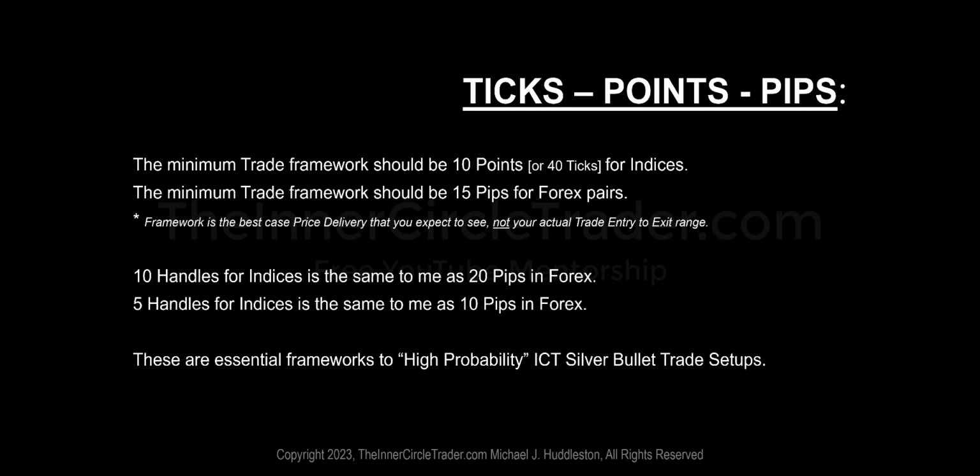The same would be said for Forex. The framework should be a minimum of 15 pips for the pair you're trying to trade. So if you can't work out a range move at least 15 pips, the trade is probably not high probability. It would be better suited to be left alone and let it pass, or look elsewhere. 10 handles for indices is the same to me as 20 pips in Forex. 5 handles for indices is the same to me as 10 pips in Forex.